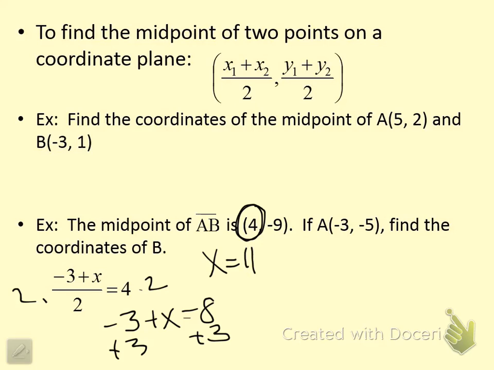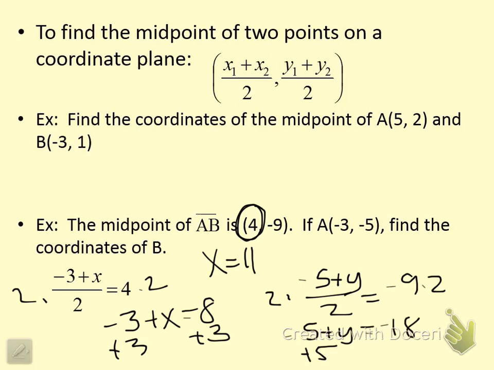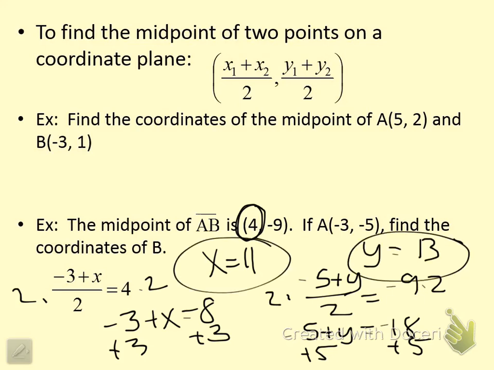So we have our x value now. So now we have to find our y value, okay? So we can do the same thing. So we can have -5 plus y divided by 2 is equal to -9. Multiply both sides by 2. -5 plus y is now equal to -18. Add 5. So my y value then is -13. Okay, so my coordinate for B is (11, -13). Okay, so we just have to work backwards. If you don't know what the other x value is, you can do it this way. Since you know what the midpoint is, you can set it equal to that.